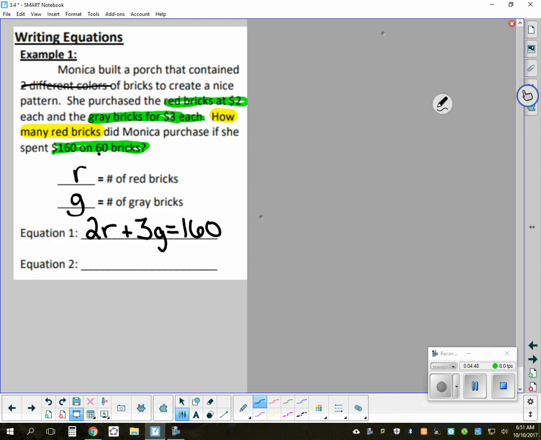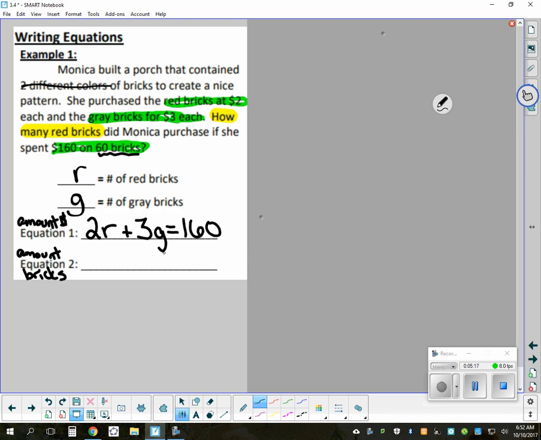Okay, well, I never used the 60 bricks part. The 60 bricks didn't have anything to do with the amount of money. So I kept this equation all about the amount of money. $2 times each red brick plus $3 times each gray brick gives me a total of $160. My second equation, I just want to deal with the total amount of bricks.